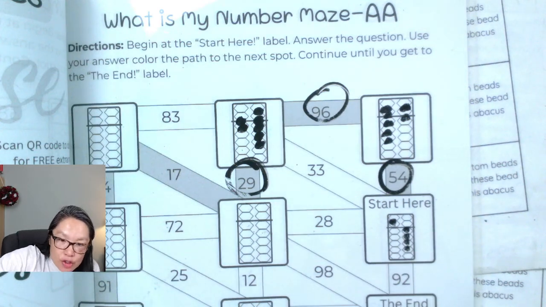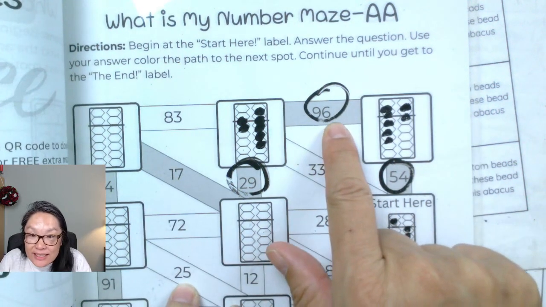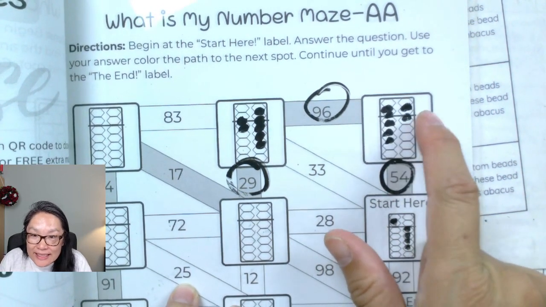However, we do not do geometry. Oh, sorry, I'm still doing this. Okay, so if I give you 96, then you just color it in. 96.